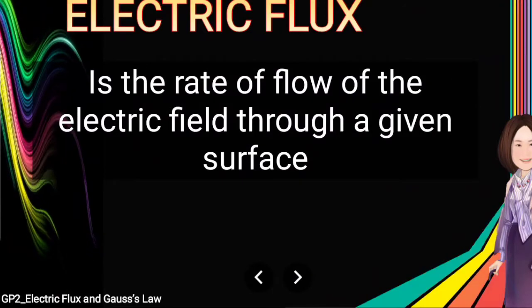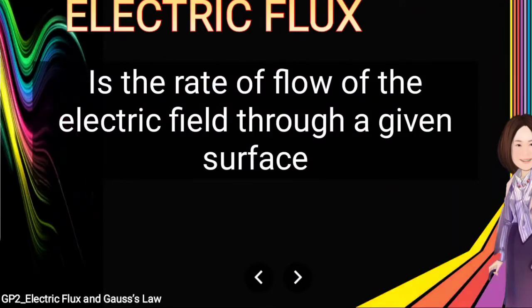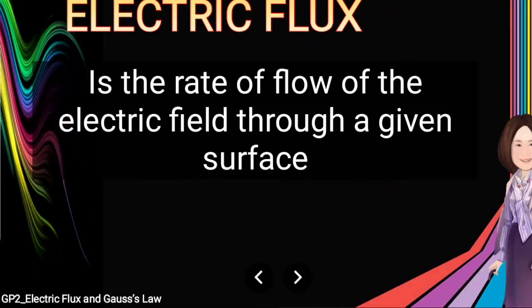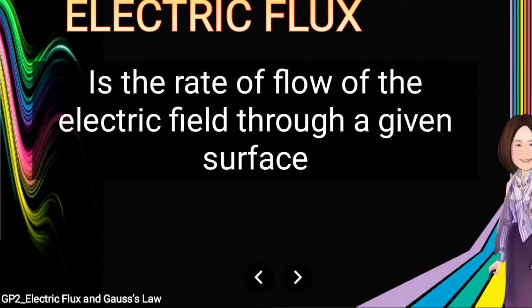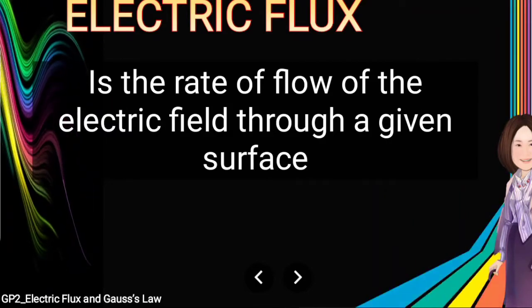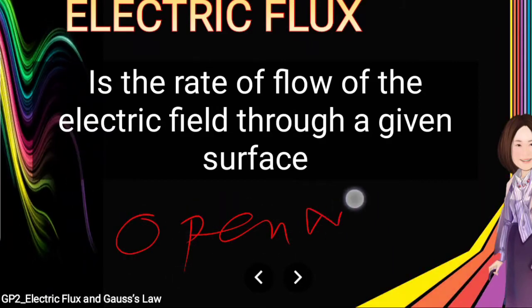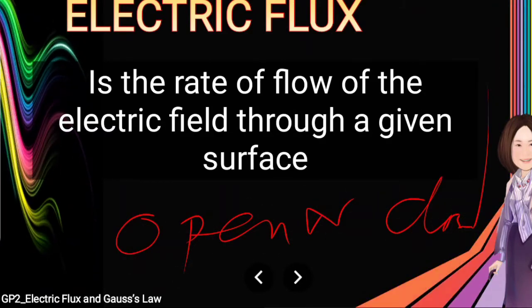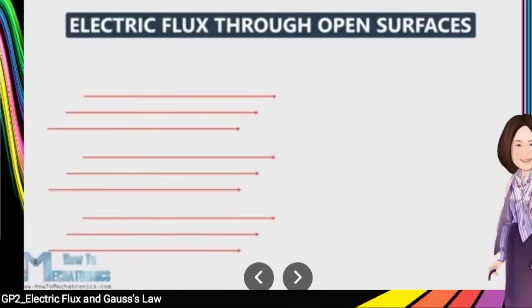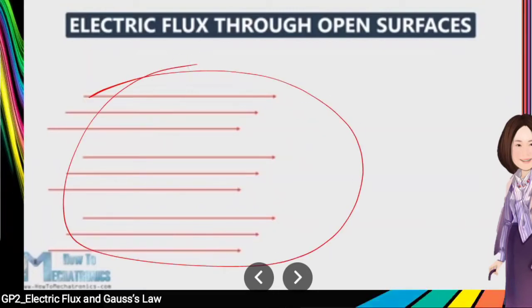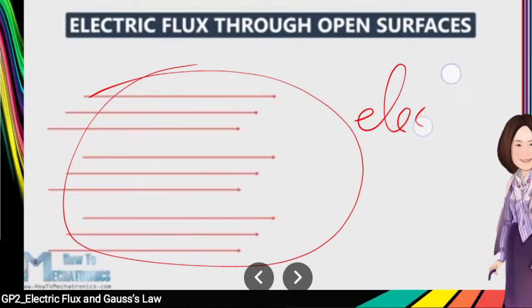Electric flux is the rate of flow of the electric field through a given surface, or it is the amount of electric field penetrating a surface, and that surface can be open or closed. First, let us take a look at an example of electric flux through an open surface. So, these red lines represent a uniform electric field.